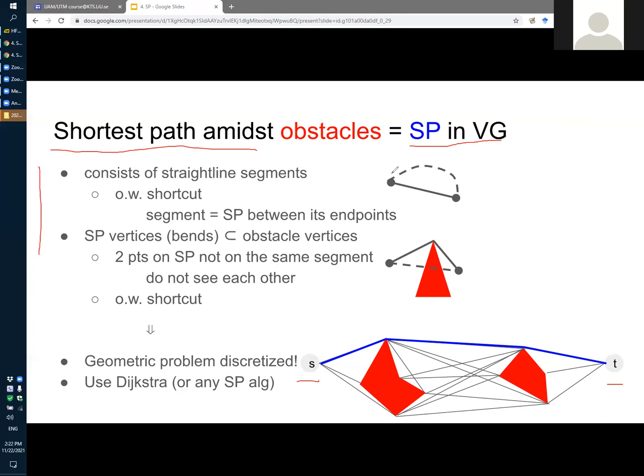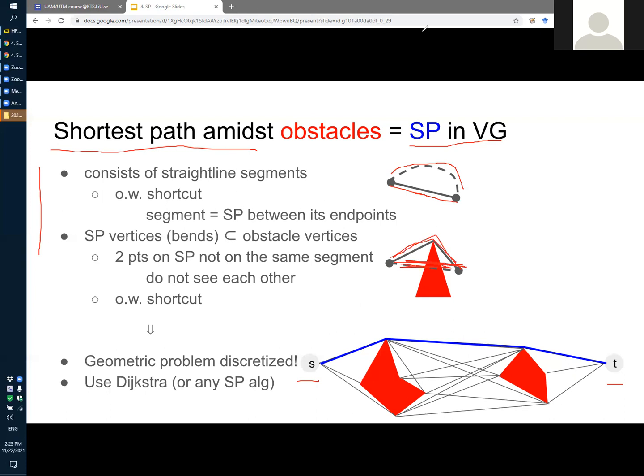Well, first of all, the shortest path doesn't have these curved arcs, right? Because if there is one, well, you can shortcut. The segment is the shortest path between its endpoints. And moreover, if there is ever not a straight connection between 2 points, then there should be a reason for that. And the reason is that the points don't see each other. Because if they do see, then why don't you go directly? Well, if they don't, then there is a vertex of the obstacle on which the shortest path bends.